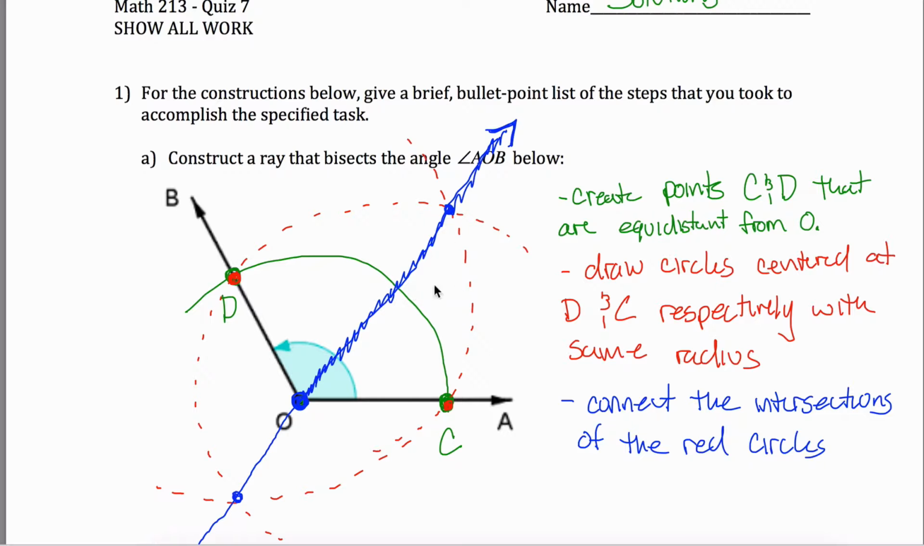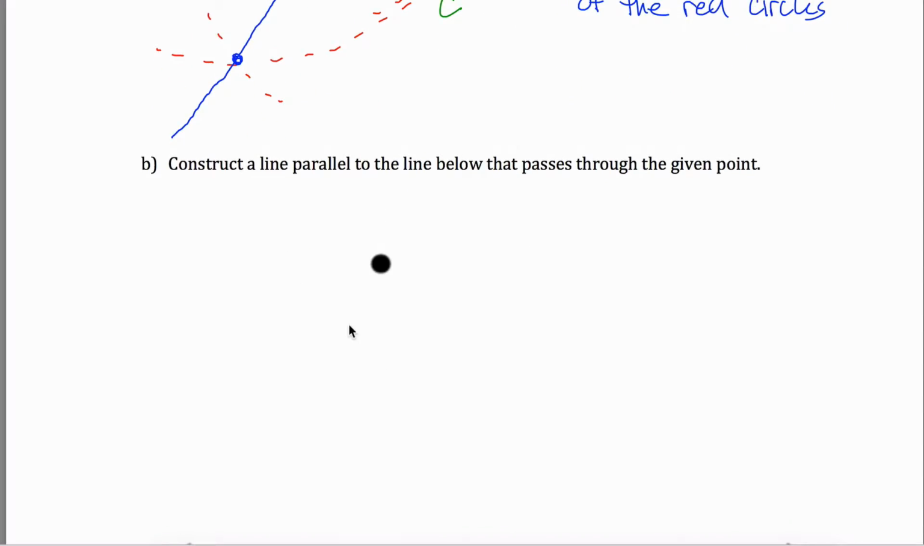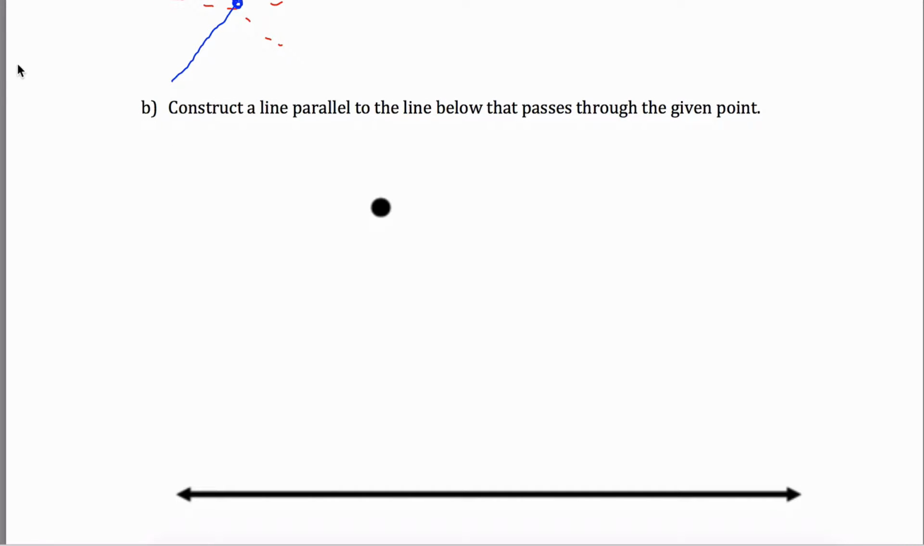I guess that's good enough. I guess I'll call that good. You don't have to do it exactly like this. Your circles don't have to have the radius that I gave. They just have to have a radius greater than the distance from C to O, for example. But I think it's easiest to use these points so that your radius all stays the same. Anyways, that's part A. Part B, construct a line parallel to the line below that passes through the given point.